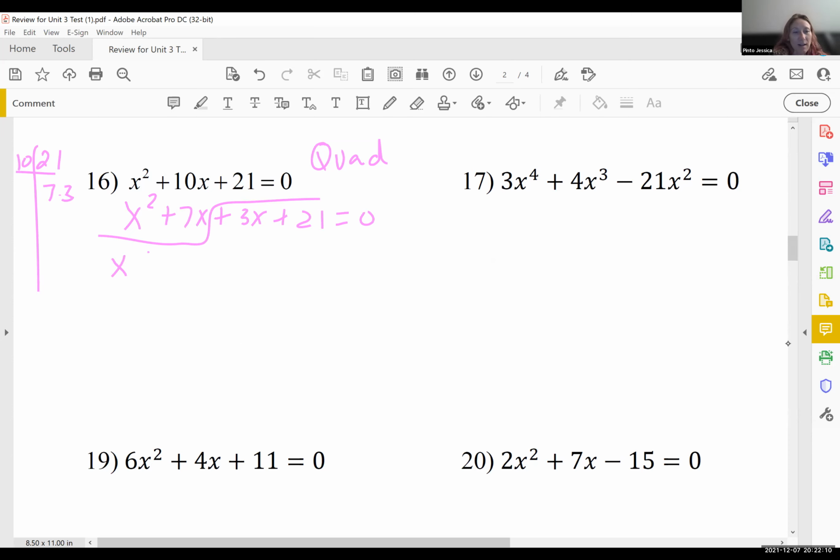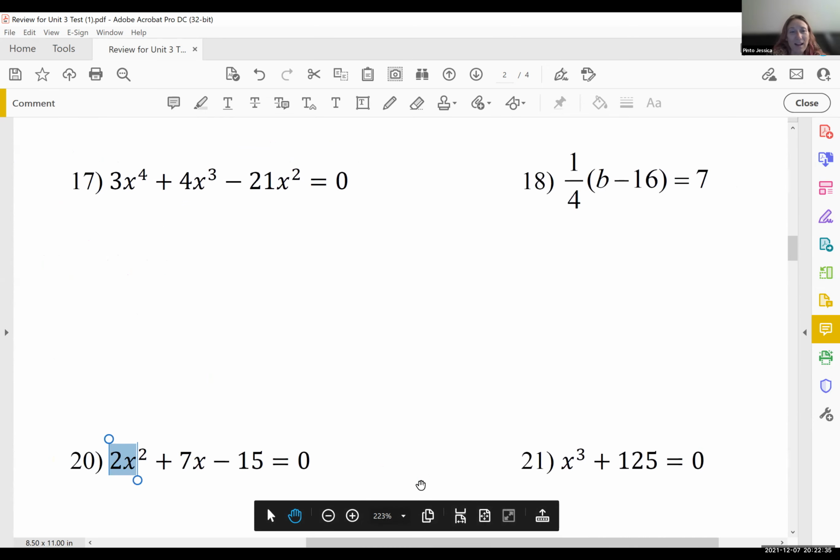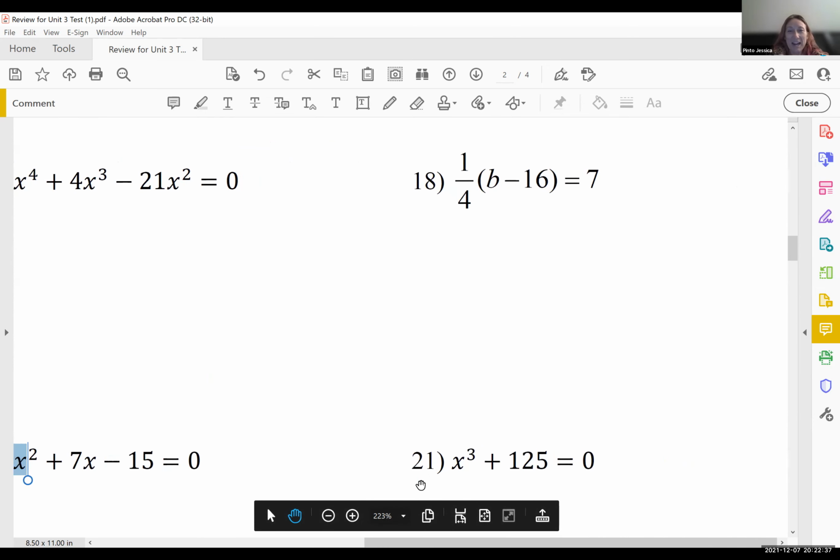So I can actually skip all of these steps only when it has that x squared. So that's going to be x times x plus 7. And then I have plus 3 times x plus 7, giving me x plus 3 times x plus 7 is equal to 0, which is x is equal to -3 and also -7. Cool. I don't think I got to 17 in most of my classes, but I'm not doing the middle this time. All right, 18 is linear.